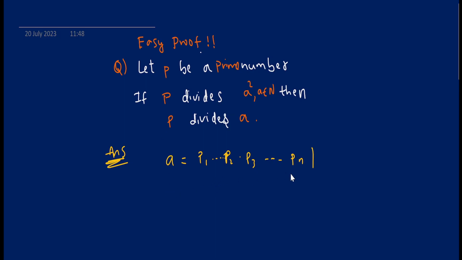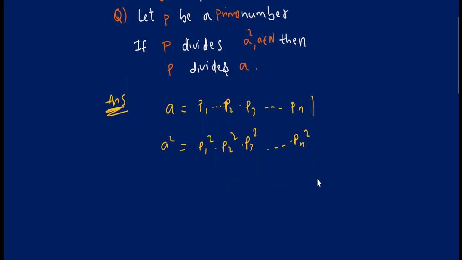Now, if this is the a, what is the a square? It is simply going to be p1 square into p2 square into p3 square dot dot dot pn square. This is our initial setup. And let's read the statement. If p divides a square, then p divides a. So let's assume that p is dividing a square.